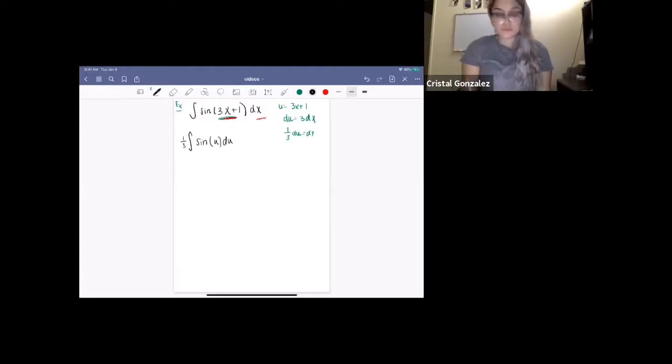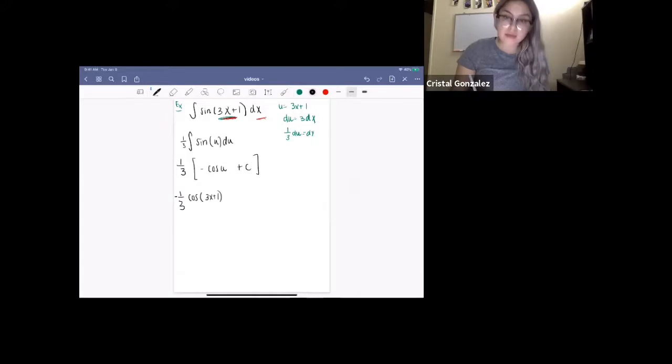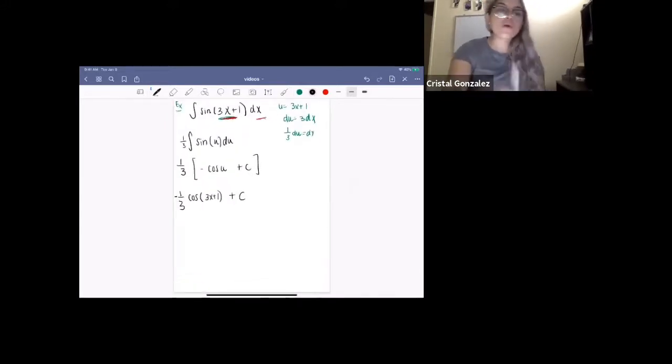We definitely do. It's going to be 1 over 3 times negative cosine of u plus c, and u is equal to 3x plus 1, so we're going to go ahead and substitute that in. This is going to be negative 1 over 3 cosine, I'm distributing in that 1 over 3 now, of 3x plus 1, subbing it back in, and then plus c. Beautiful. Okay, and now for maybe our second to last example, because I think I want to do an e function, just so you can see how that works.